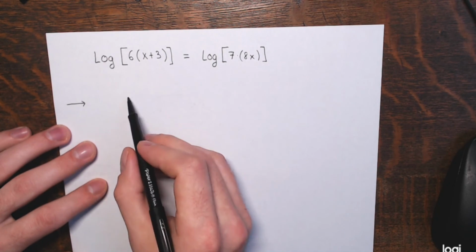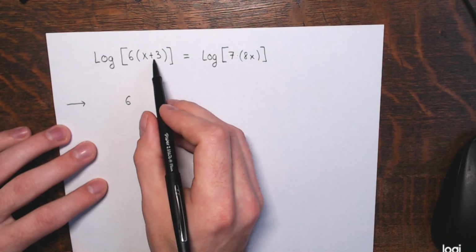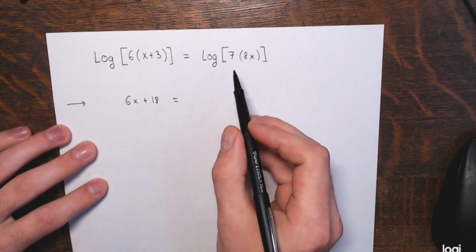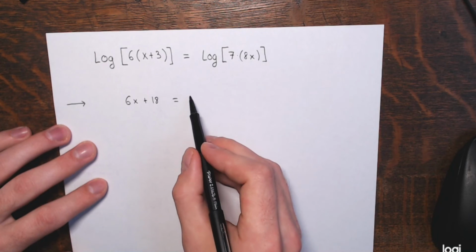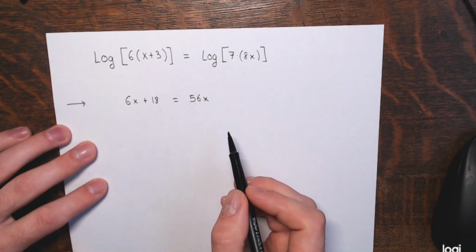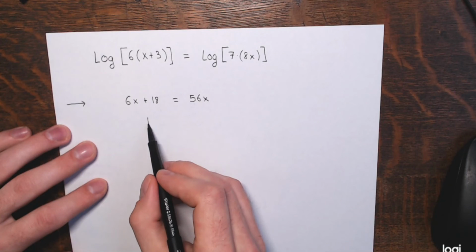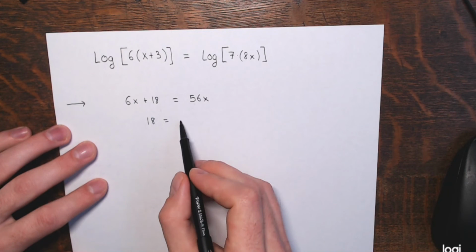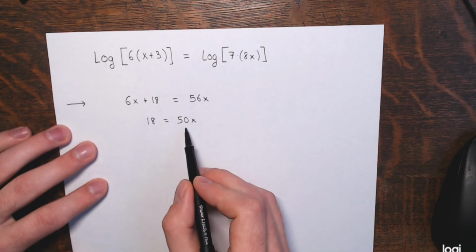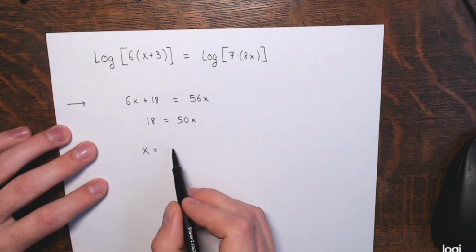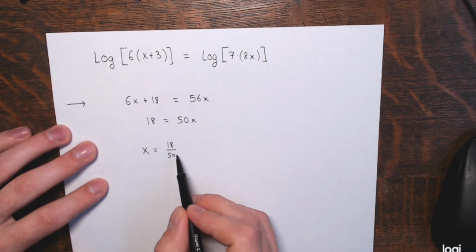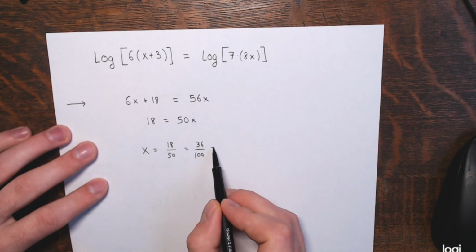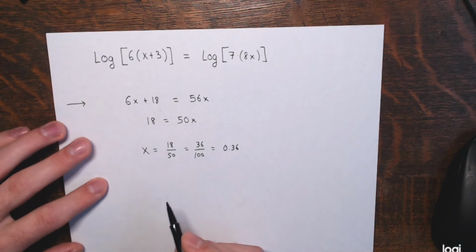So 6 times x plus 3, which I'm going to distribute the 6, that's 6x plus 18, equals, and then the input over here is 7 times 8x, which is just 56x. Subtracting 6x gives me 18 on the left, 50x on the right, and then I divide by 50. x equals 18 50ths, which if you multiply by 2 is 36 hundredths, but another way to write that is 0.36. You could have also used a calculator.